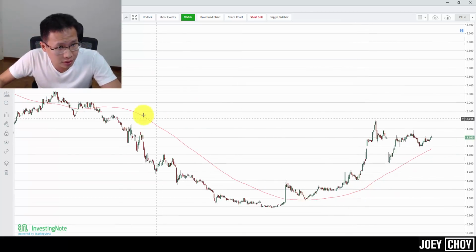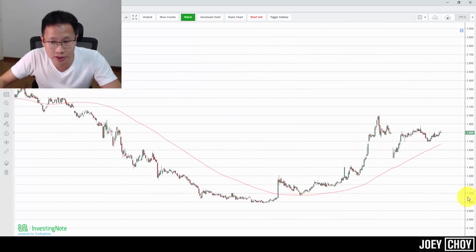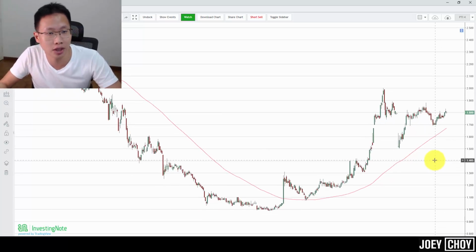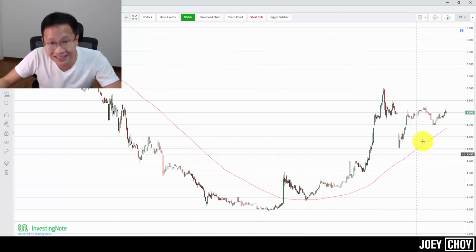Right here you can see it turned from a downtrend. All right, and then this line started to flatten out. So remember, look at this 100 days moving average line. It doesn't just go from down to up in 1 week or 2 days, right? It doesn't do that. So we've got down, down, down, then it started to flatten out for maybe 2 or 3 months, and started to point up.